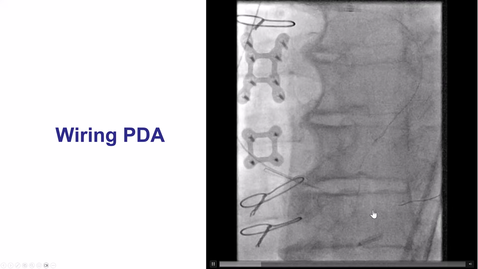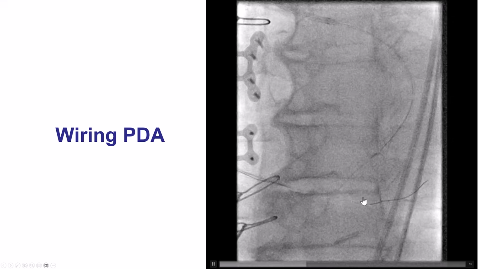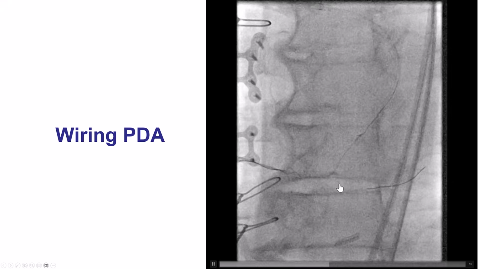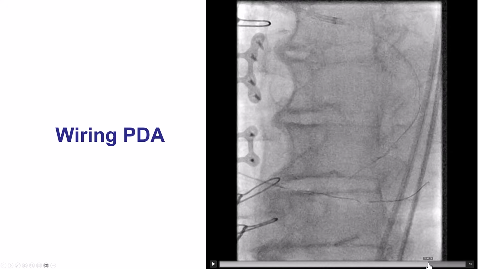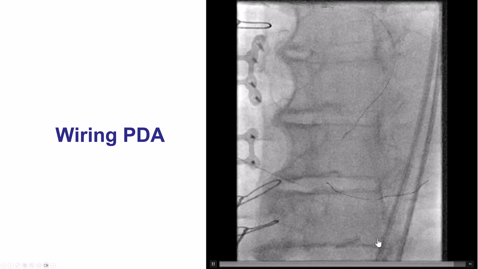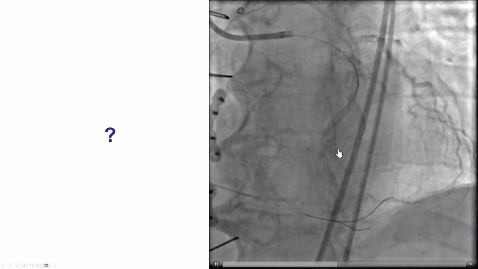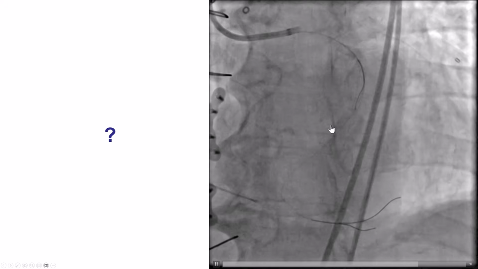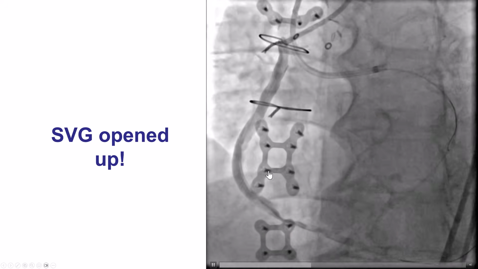So at this stage, we tried to wire into the posterior descending artery to remove the externalized guide wire, which was challenging, but eventually we were able to achieve it. And then, if anything, things did not look good. We still have a pretty bad antegrade flow. So what has happened? And this is what happened.